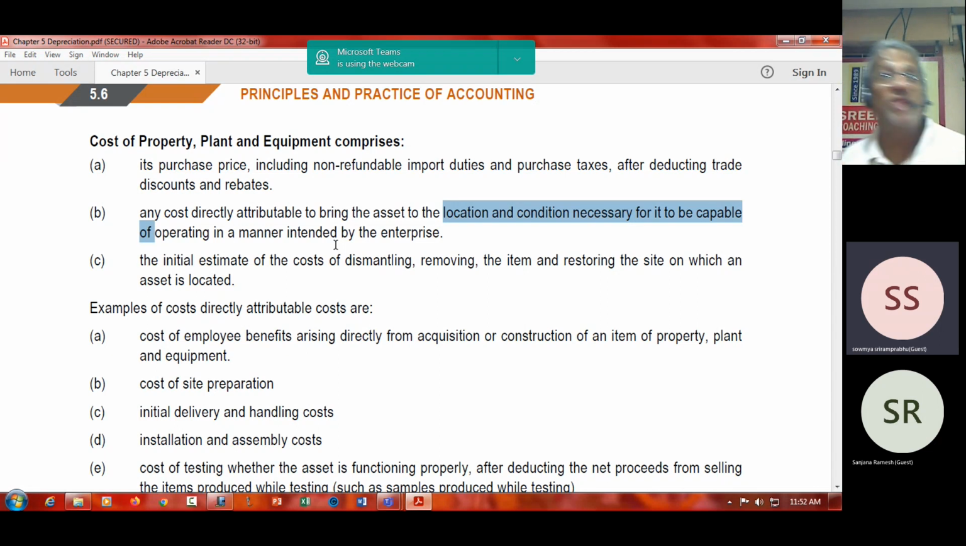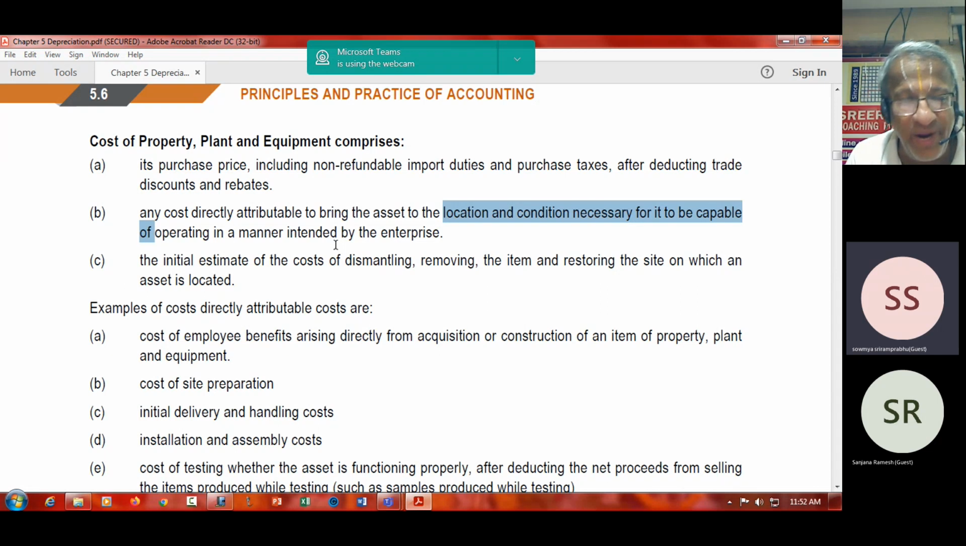Are you understanding all of it? So there can be a theory question. You may be asked what all will be taken as the cost of your PPE at the initial stage. What should you say? Purchase price, including non-refundable duties and taxes, excluding refundable ones. And all those expenses incurred to bring the asset to its working, operational condition you have to take up: carriage inwards, freight, installation charges. Then a special item that we have to take up.